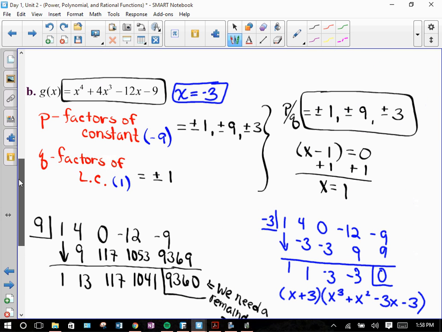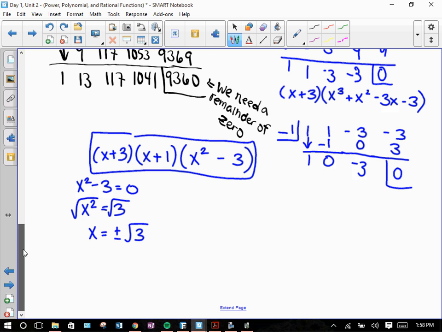When I did p divided by q, I know that this is going to be irrational because it wasn't part of the theory that I did. Questions about that?